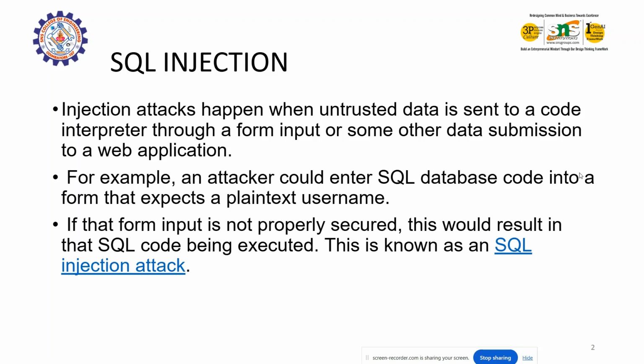An injection attack happens when untrusted data is sent to a code interpreter through a form input or some other data submission to a web application. For example, an attacker could enter SQL database code into a form that expects a plain text username. There is no username, just the code entered into it. The attacker can get inside even if it is empty. That is actually called SQL injection.